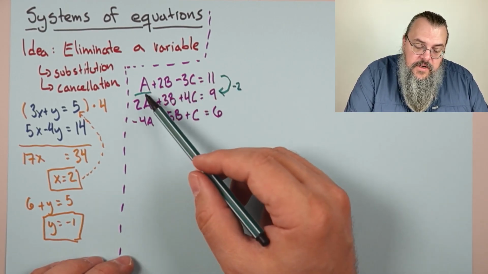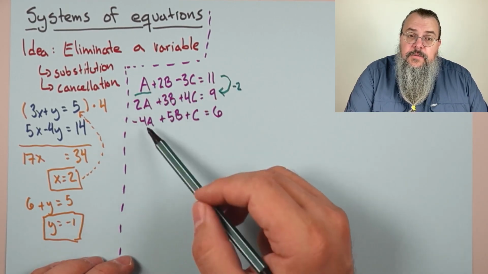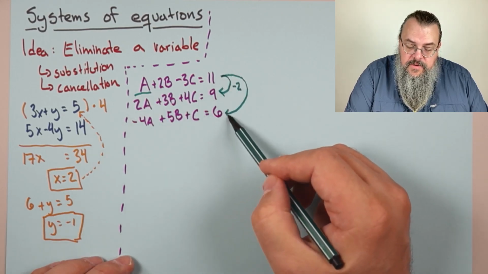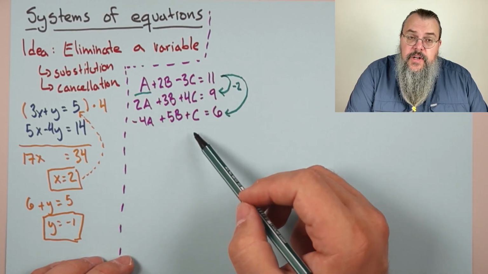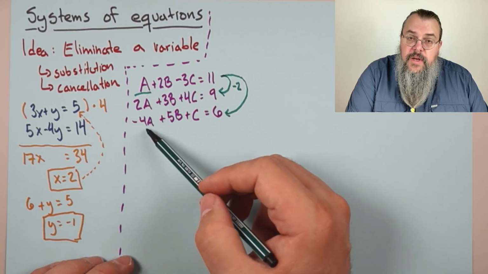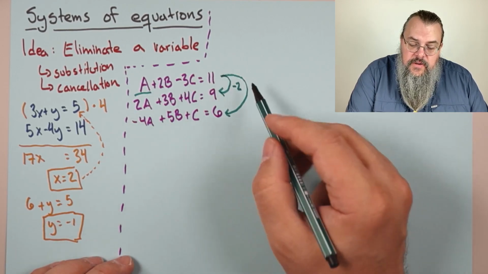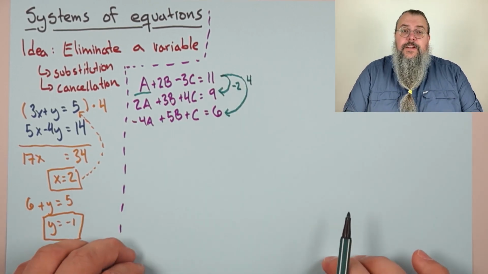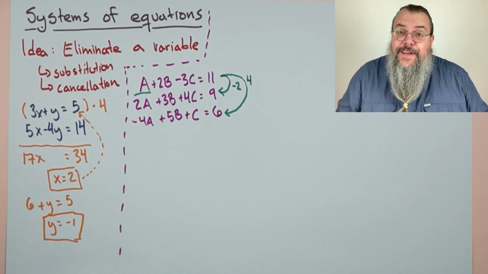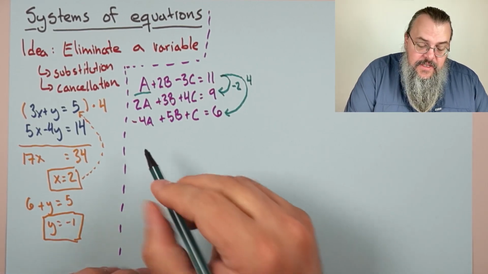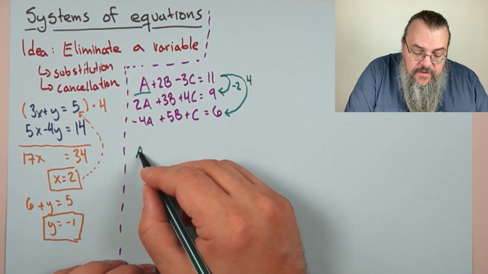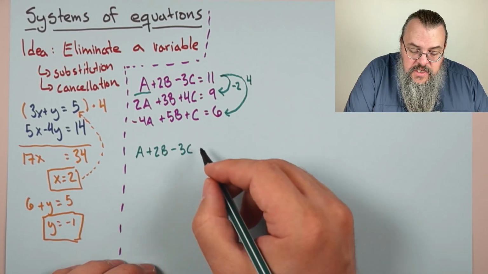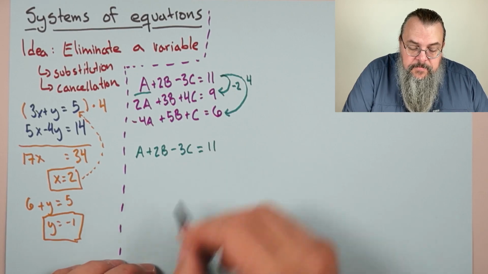Now, similarly, I want to cancel with the third equation. So again, I'm going to use the first equation to combine it with the third equation. What's the right thing to multiply by here? Well, now it's a +4. So what happens to that first equation? Answer, it just stays. So we have a + 2b - 3c = 11.